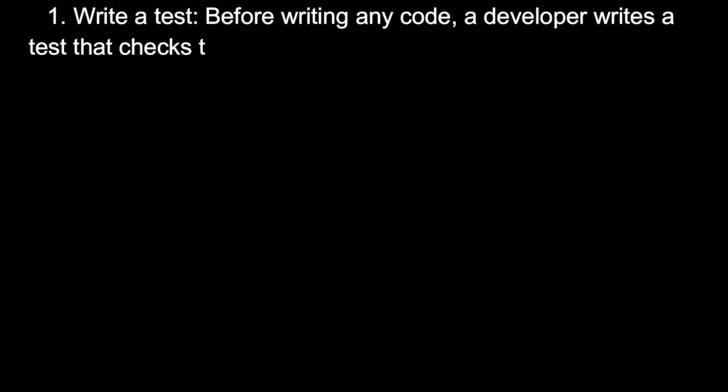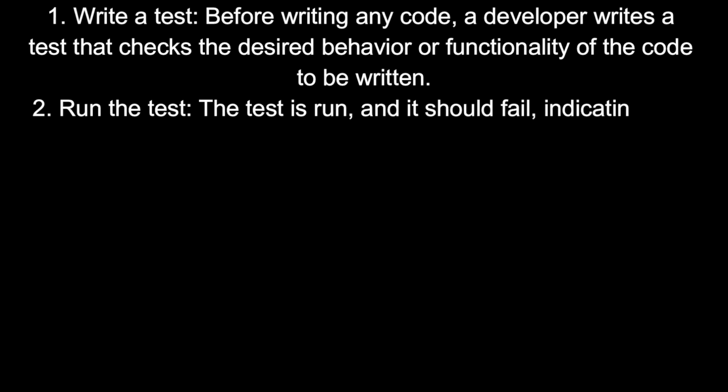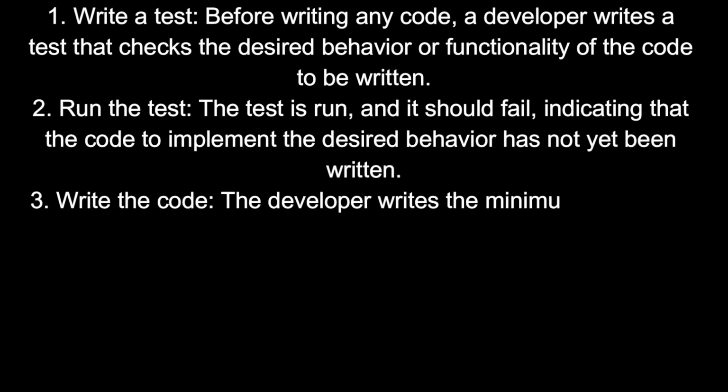1. Write a test. Before writing any code, a developer writes a test that checks the desired behavior or functionality of the code to be written. 2. Run the test. The test is run, and it should fail, indicating that the code to implement the desired behavior has not yet been written. 3. Write the code. The developer writes the minimum amount of code required to make the test pass.